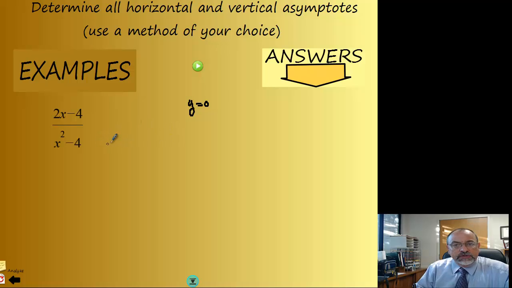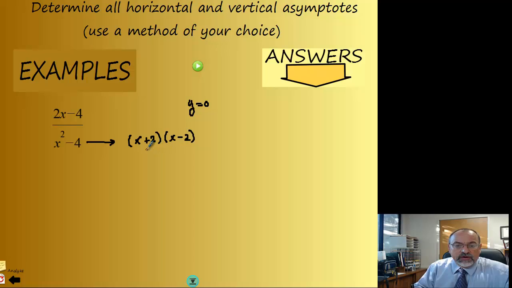The vertical asymptotes are at the zeros of the denominator. So you'll want to find the zeros. This is a quadratic. How do you find the zeros of a quadratic? Factoring, complete the square, quadratic formula, graphing even if it doesn't factor. So this one factors into x plus 2, it's the difference of two squares, x minus 2.